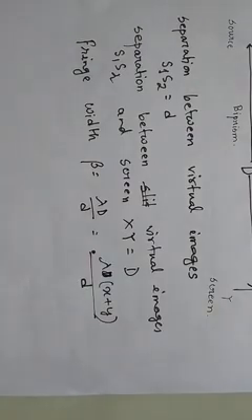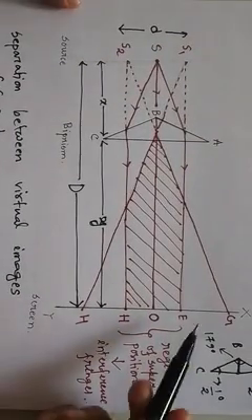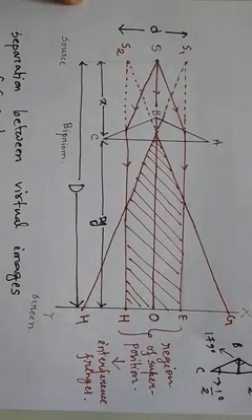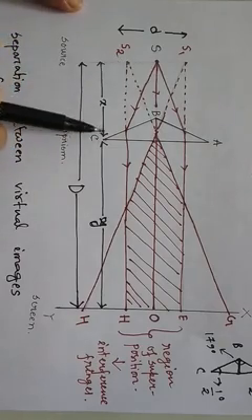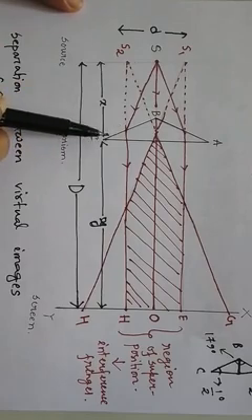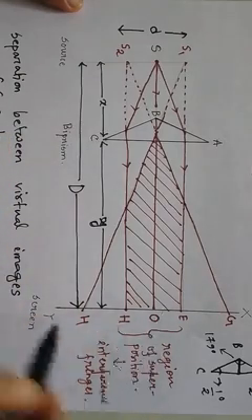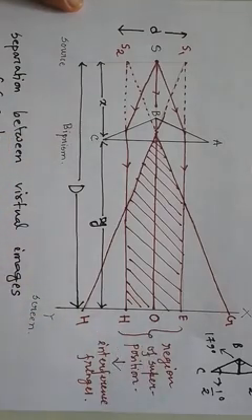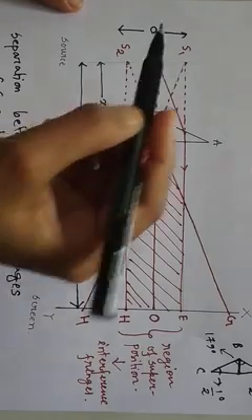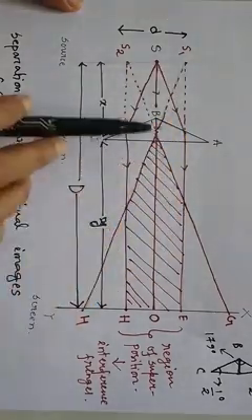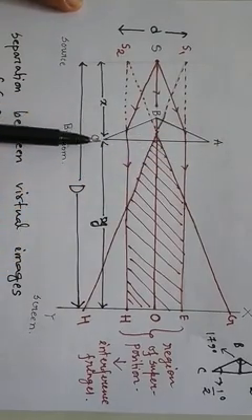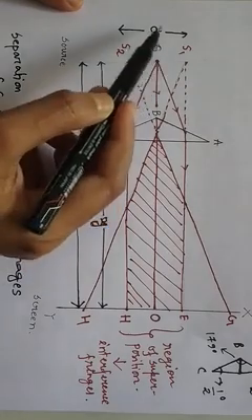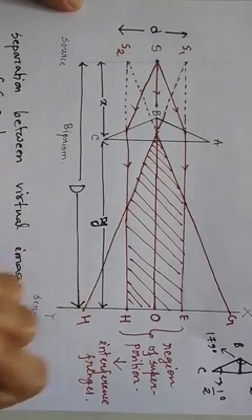So we can replace it as lambda into x plus y divided by d. Now, to obtain sustained interference fringes on the screen, sometimes we have to adjust the distance between the source and the biprism, so that sustained and good interference fringes are formed on the screen. As we change the position of the biprism, the separation between the virtual images will change.